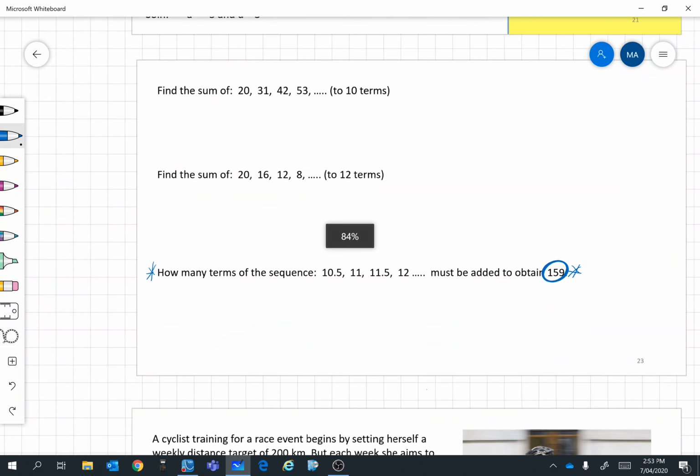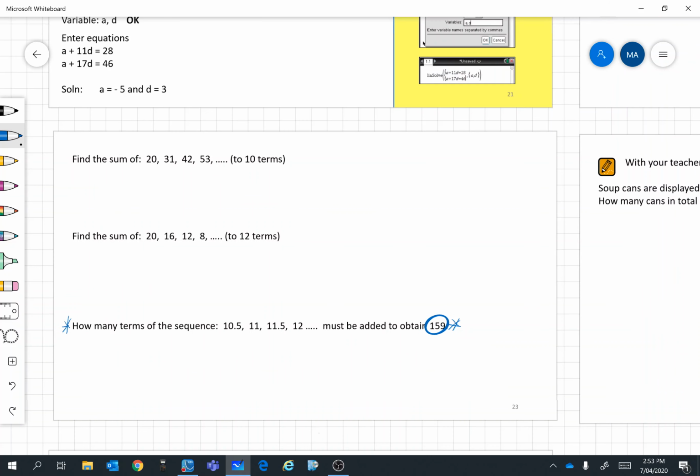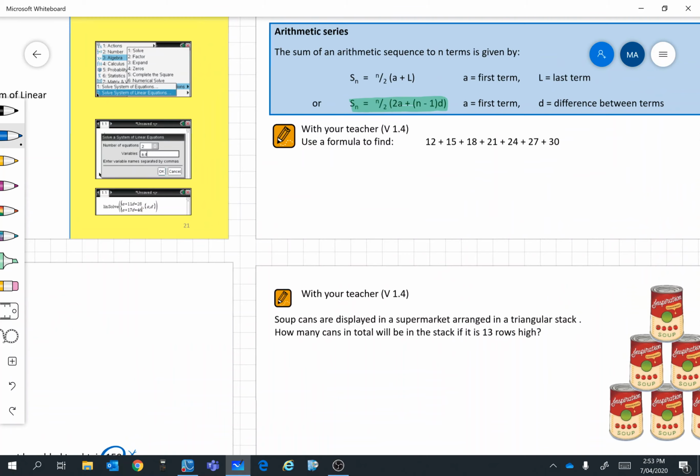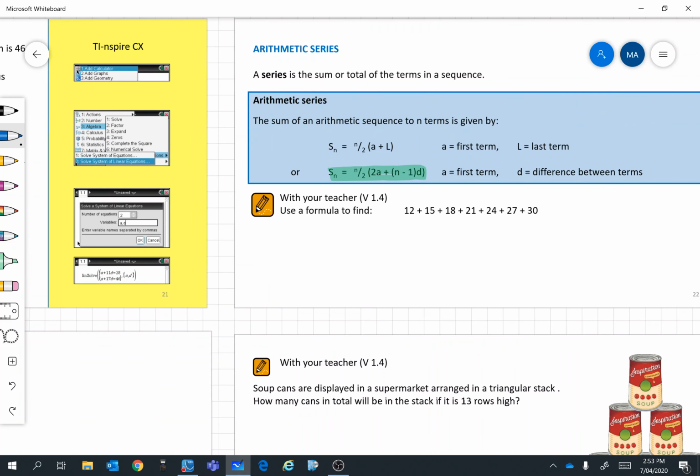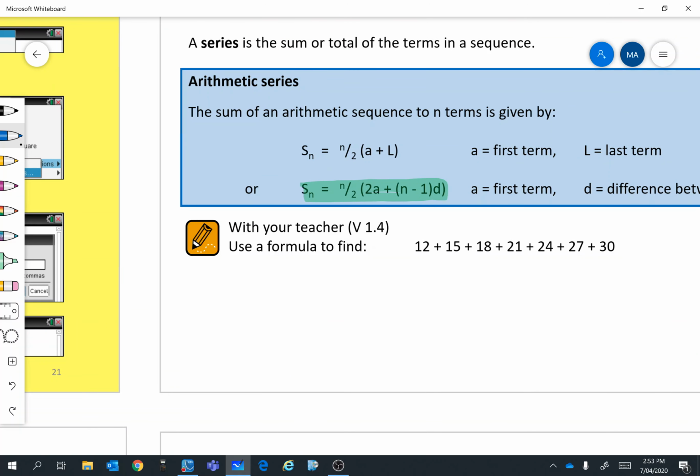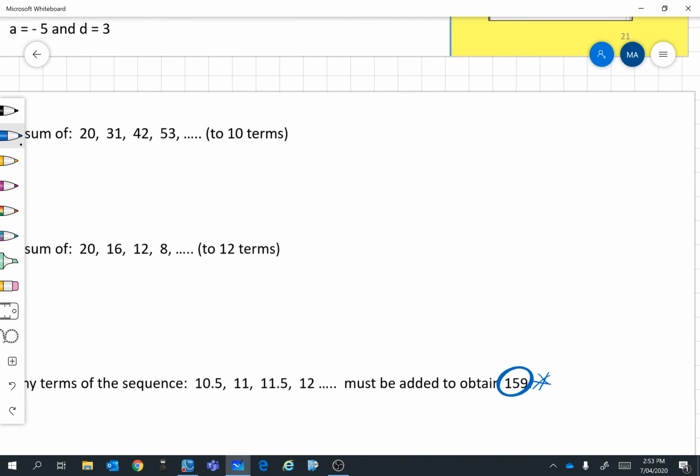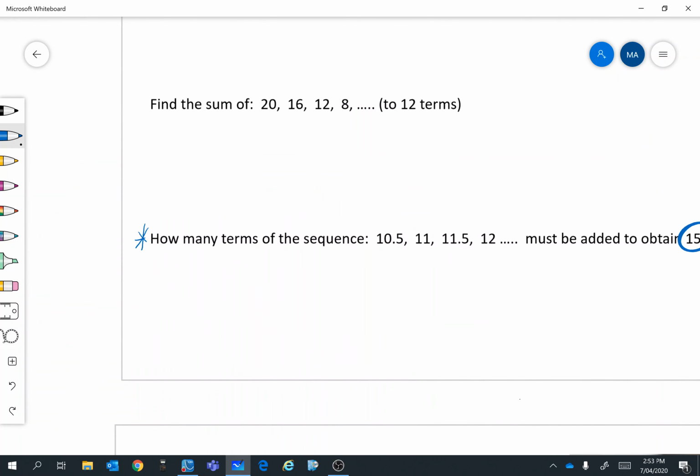Now with arithmetic series we have a choice of two formulae. Over here I've highlighted the second one. That's the one we're going to use because in our particular sequence in this question we don't know what the last term is. So we're going to use this formula because it doesn't involve the last term. So I'll come back over here and write it down.